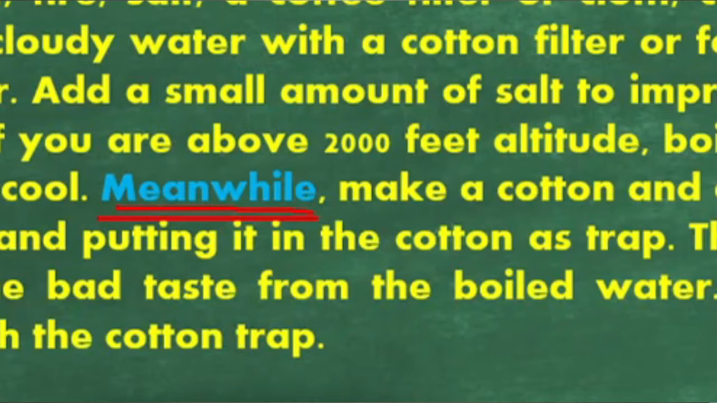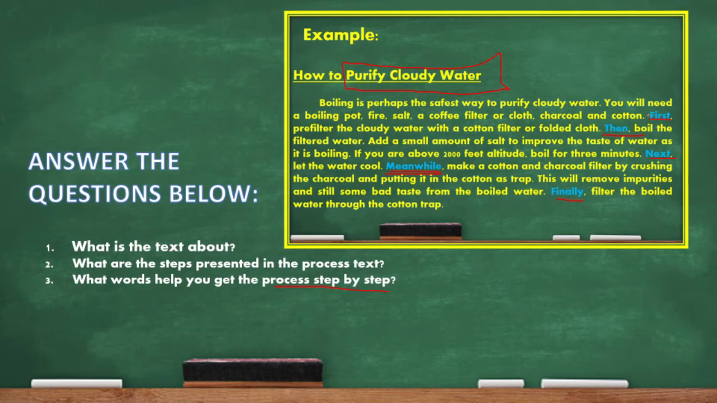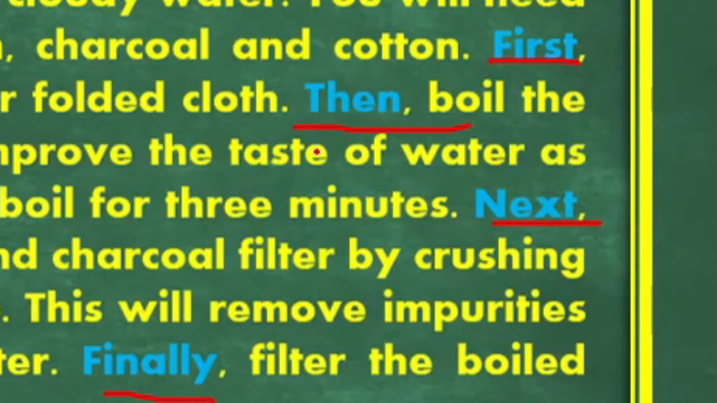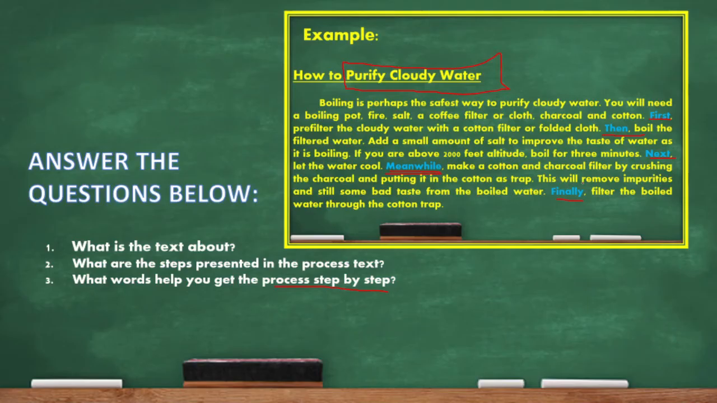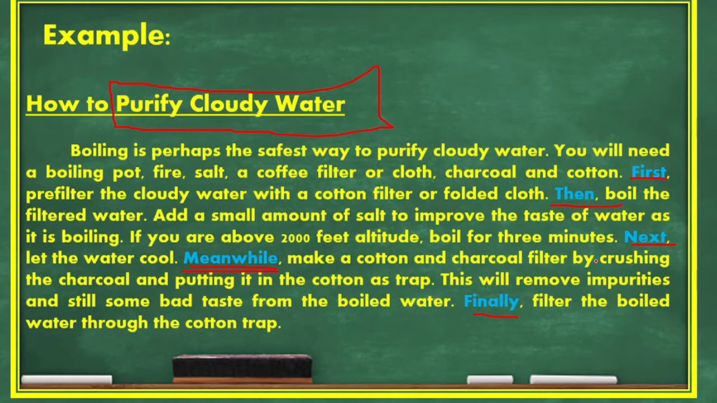We have next. Next is following then. It means this is the first step, the second step, and the third. So this next is the third step. So what should we do after we pre-filter the cloudy water and boil the filtered water? The next thing to do is just to let the water cool.